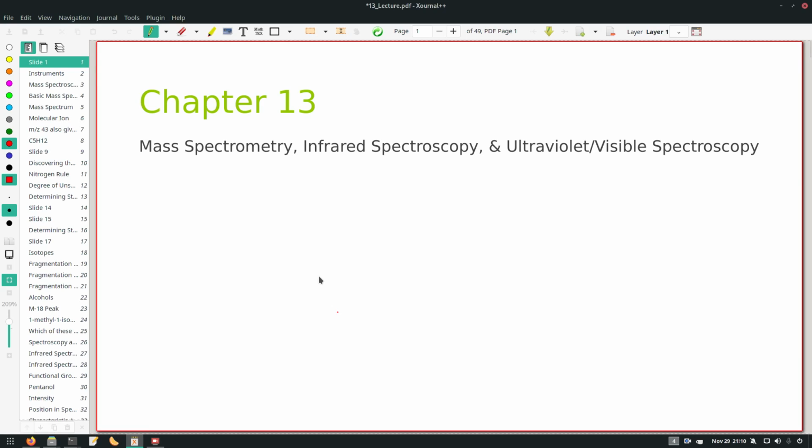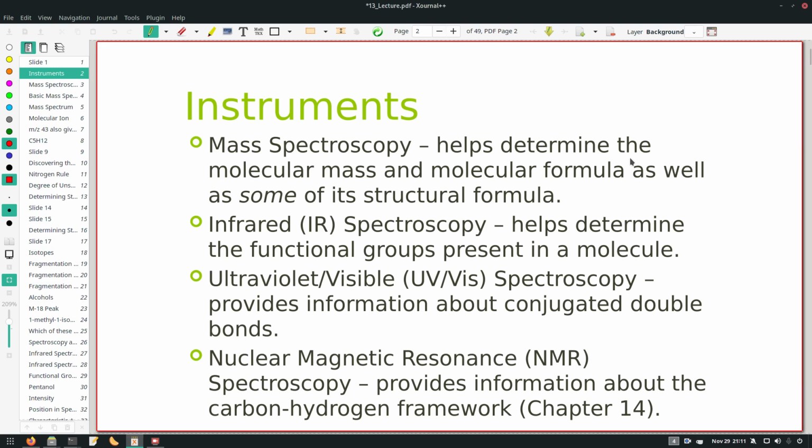Okay, in this chapter we're going to be looking at mass spectroscopy and infrared spectroscopy. While the chapter does talk about ultraviolet, we will not actually be using that or going into detail on that. We're going to start with mass spectroscopy, then do infrared. And then first thing next chapter, we will be on nuclear magnetic resonance, NMR.